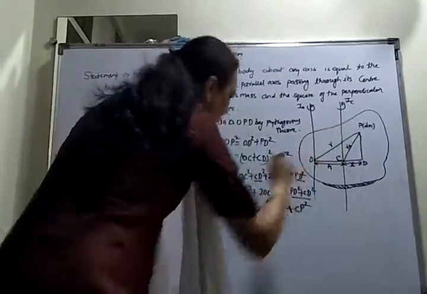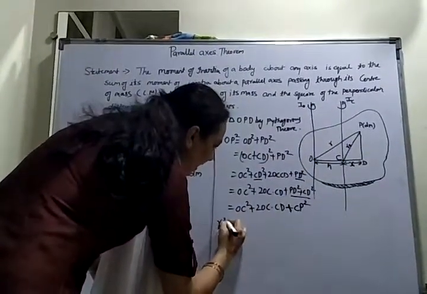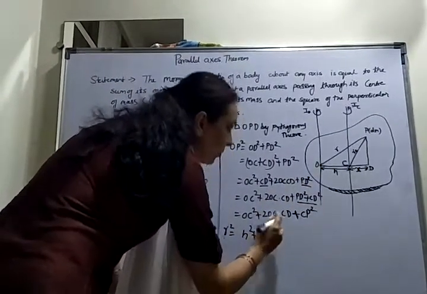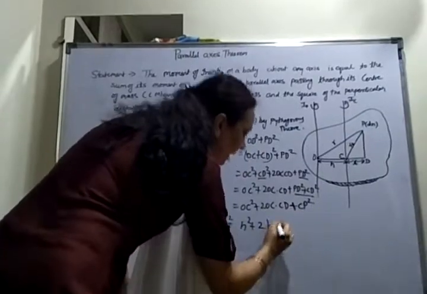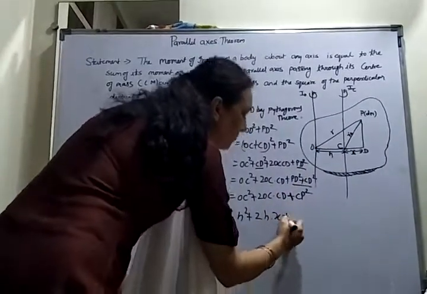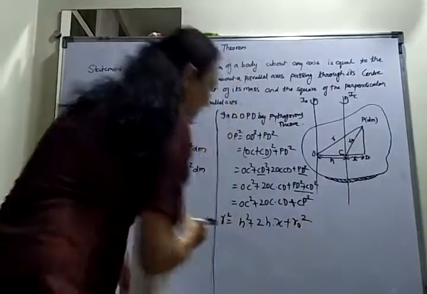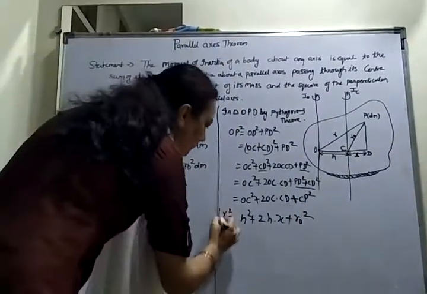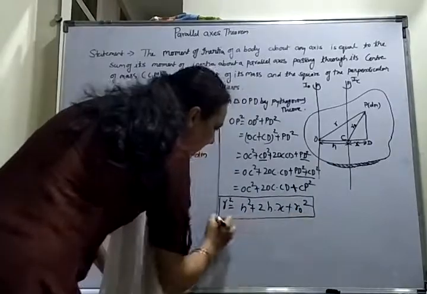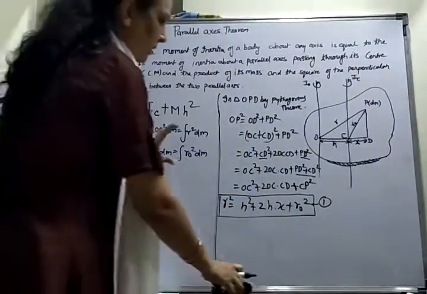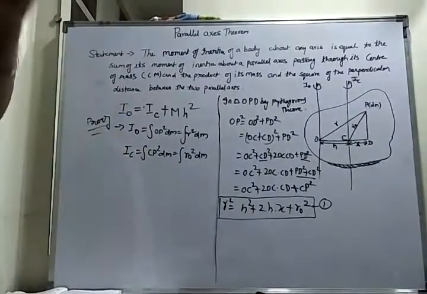Now write down their values. OP squared is r squared. r squared equals OC squared, which is h squared, plus 2 times OC, which is h, and CD, which is x, plus CP squared, which means r0 squared. Correct? Now this is equation number 1. I am going to rub it because there is a lot of space.